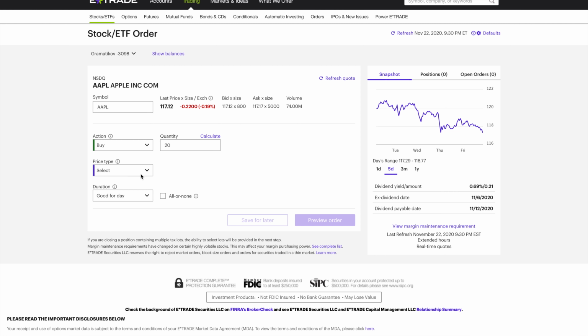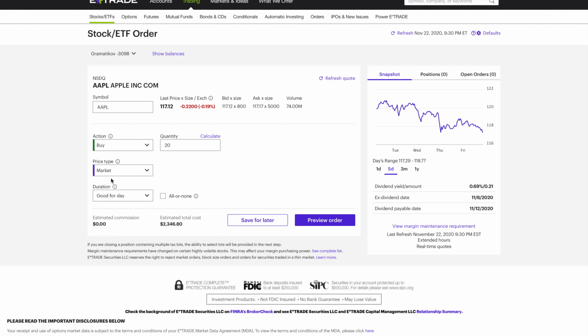Underneath, you're going to see price type, which actually is supposed to be order type. I don't know why they have it like this. And this is the type of order you want to place. And these on the bottom are kind of complicated, and we're only going to use limit order or market order.